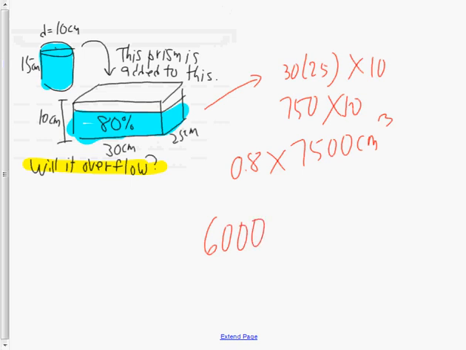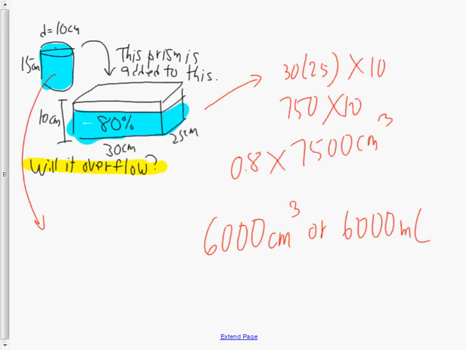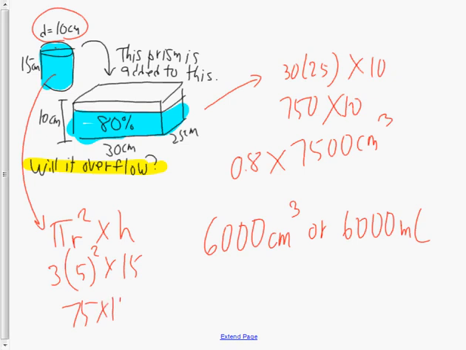there is 6,000 cubic centimeters of liquid, or since 1 cubic centimeter is a milliliter, there is 6,000 milliliters in that aquarium. This particular container, we can quantify that, or we can figure out what that is as a number. The volume in that container, since it's a cylinder, would be this formula. 3 multiplied by, since the diameter is 10, the radius is 5. That will be 75 times 15.